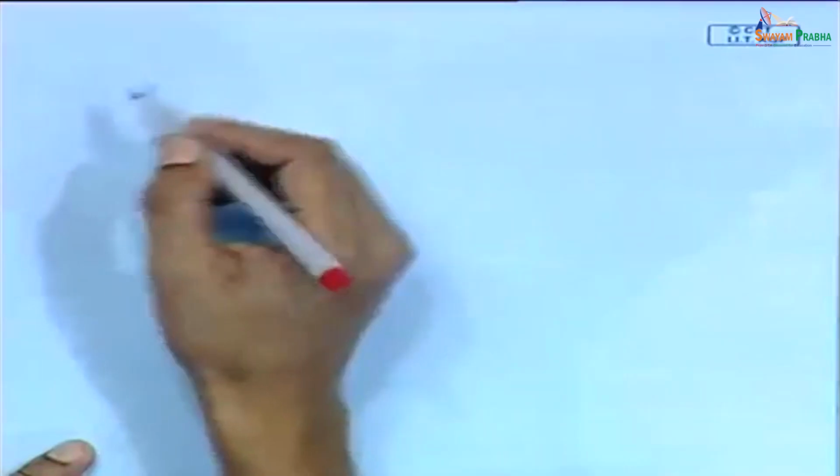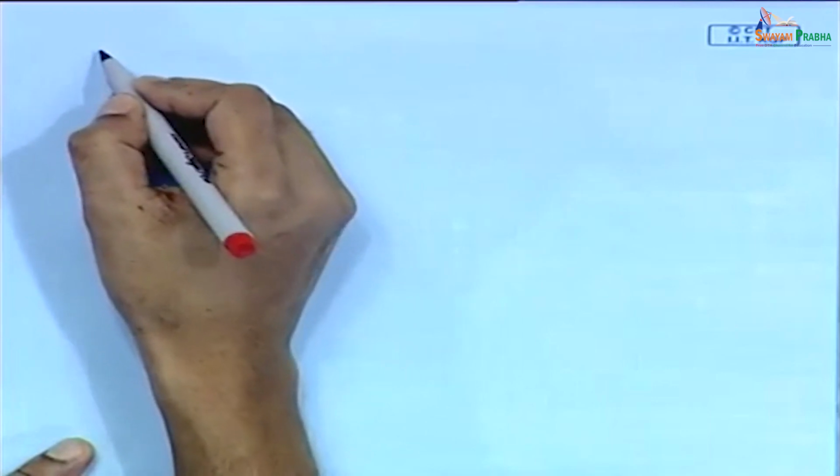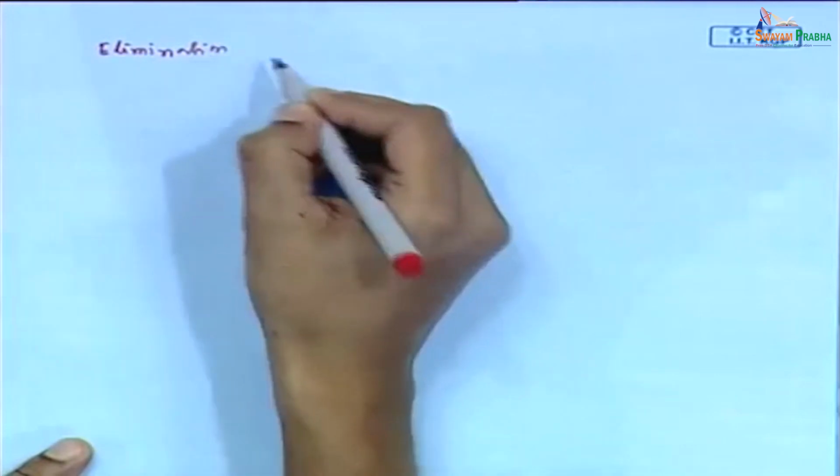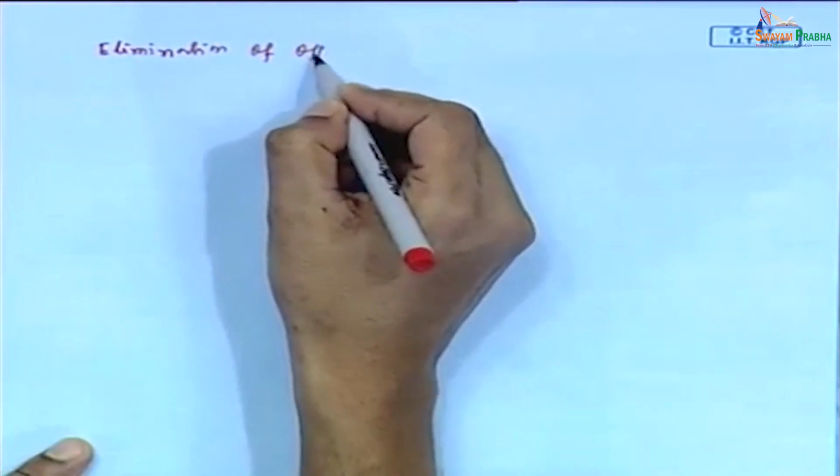Now, today we will study the elimination of offset by PI controller. How the PI controller eliminates the offset, that we want to observe. Now, we will discuss the elimination of offset.